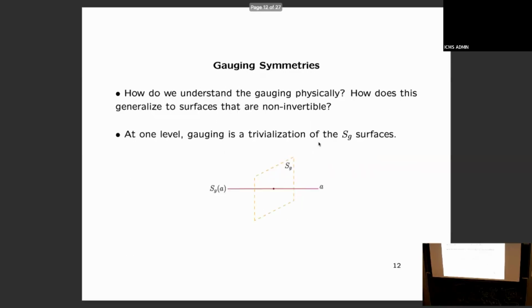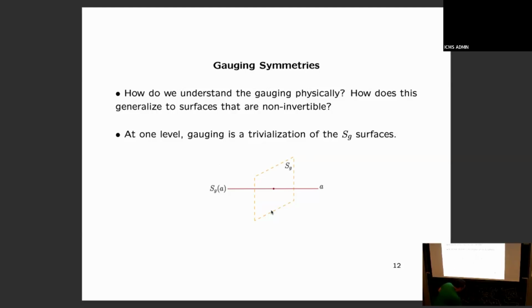And if we gauge, one thing that ought to happen is that we should be trivializing these surfaces. In particular, if a line A and a line SG of A are related by the symmetry, and there was a topological junction on the original surface, then in the gauge theory these should form some non-trivial simple object. So this is kind of your question.